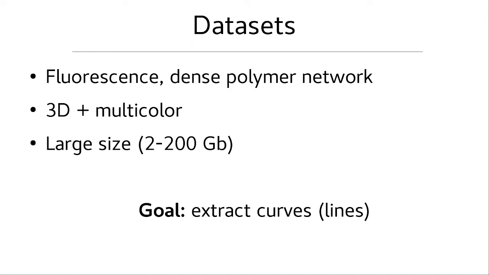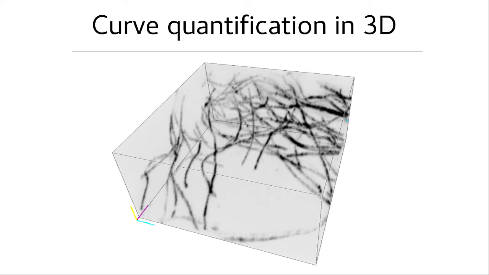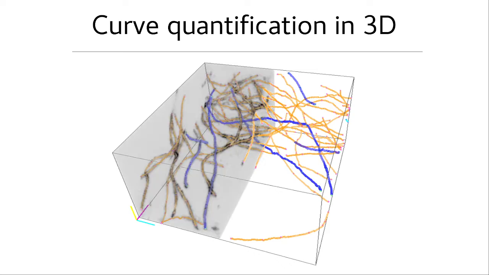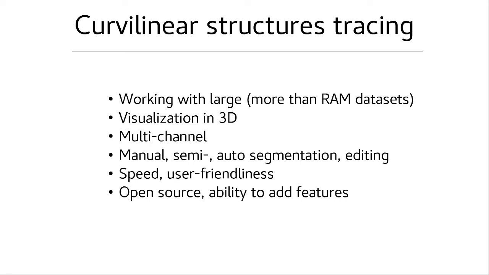And what we want to extract out of them are segmented curves. So basically transforming volumetric fluorescence data to a table or a set of curves where each curve would be represented as an ordered list of 3D coordinates. This will allow us to quickly and efficiently analyze properties of these curves like length, smoothness, persistence, distribution of ends, and so on.